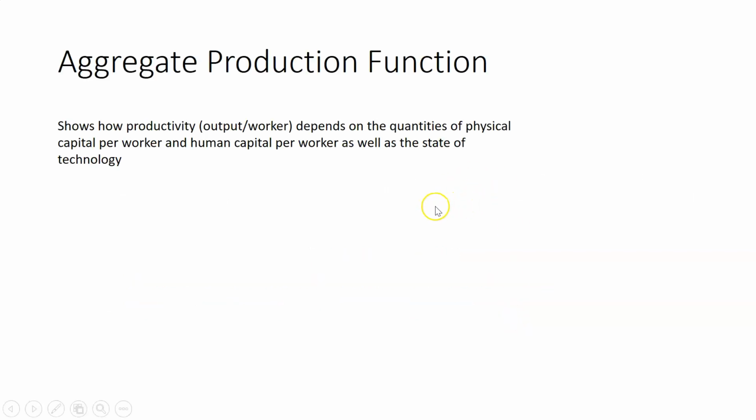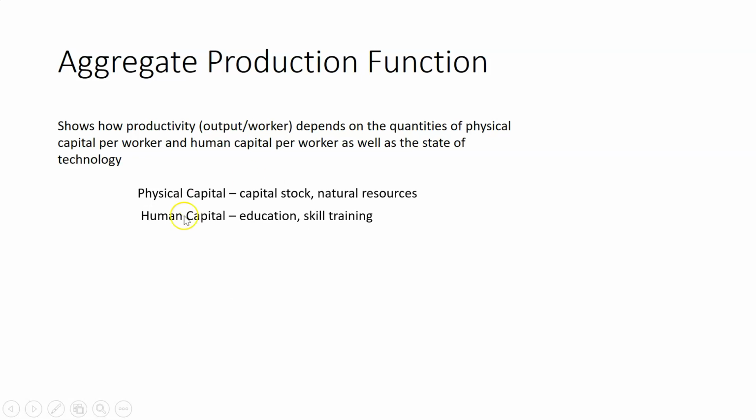The aggregate production function shows how the productivity, or the output per worker, depends on the quantities of physical capital per worker and human capital per worker, as well as the state of technology. When we talk about physical capital, we're talking about capital stock or capital formation and natural resources. Usually when we're tested on the impact of capital stock. When we talk about human capital, we talk about the education and the skill training that workers possess. We're usually tested on education when we talk about that.